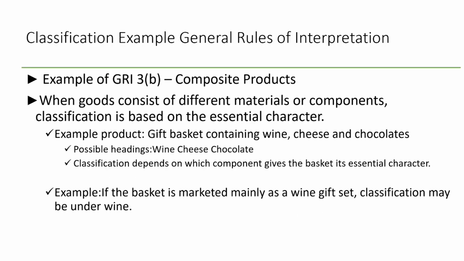GR3B, composite products. When goods consist of different materials or components, classification is based on the essential character. Example product: a gift basket containing wine, cheese, and chocolates. There are three possible headings there: wine, cheese, and chocolate. What would be checked is what gives the basket its essential character, and sometimes that can be how it's being marketed. So if the basket's been marketed mainly as a wine gift set, classification may be under wine, right?